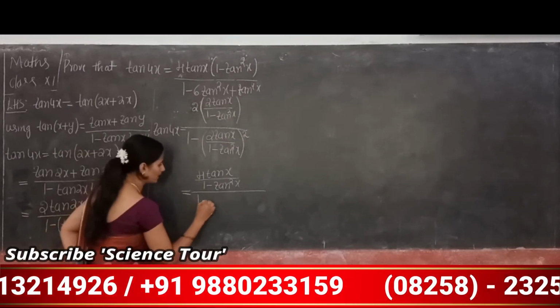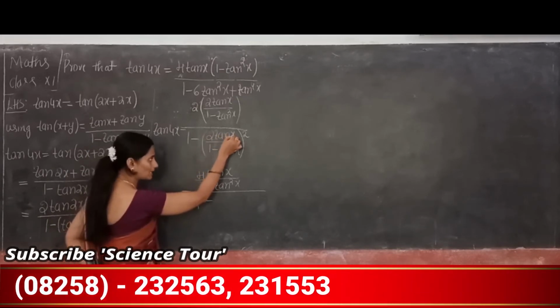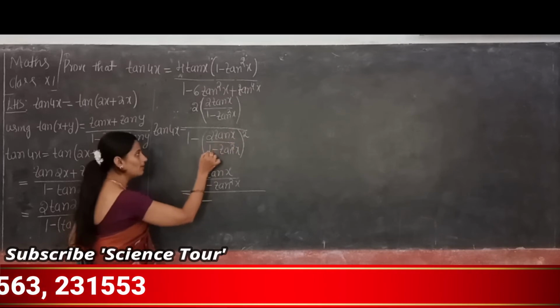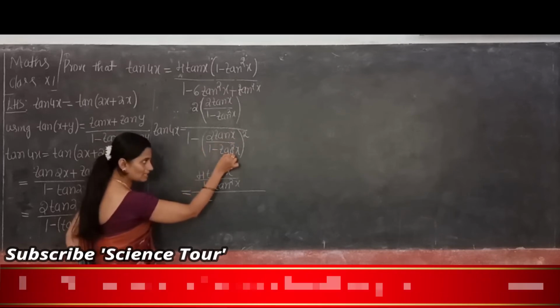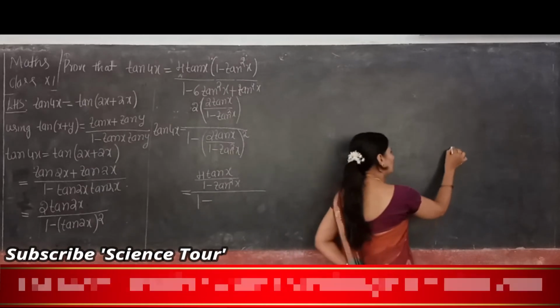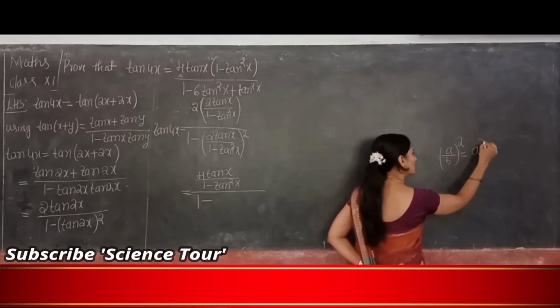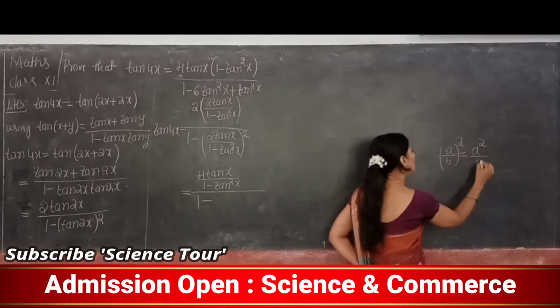1 minus 2 tan x divided by 1 minus tan square x, whole square. You know the formula: a divided by b whole square can also be written as a square divided by b square.